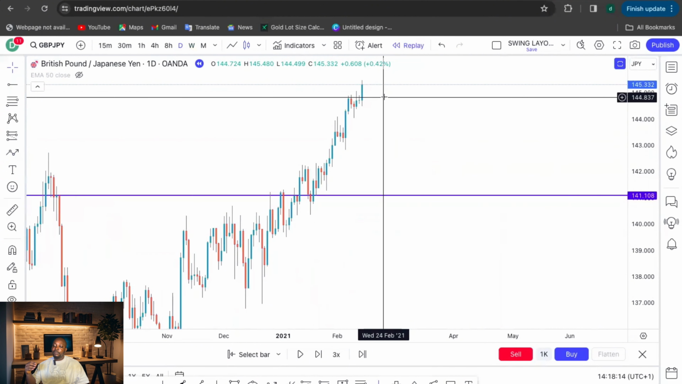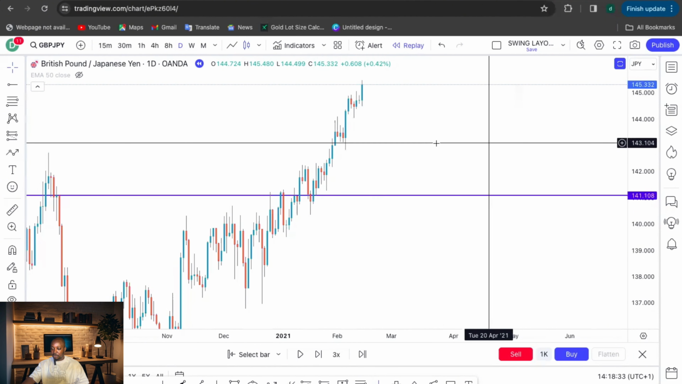If the weekly is in an uptrend, daily is in an uptrend, and 4 hours is in an uptrend or coming back to a retest level, that is an A plus setup for me. But say the weekly is in a downtrend and the daily and the 4 hour are in uptrend, that is a B setup for me. We'll talk more about this as we move forward.